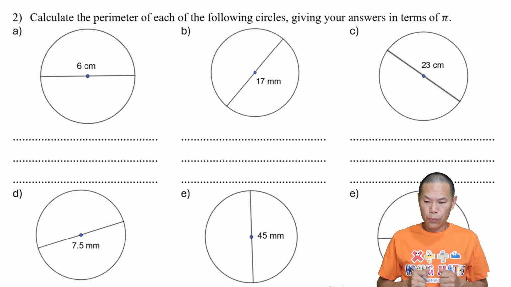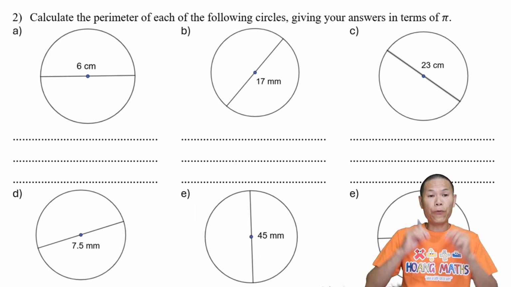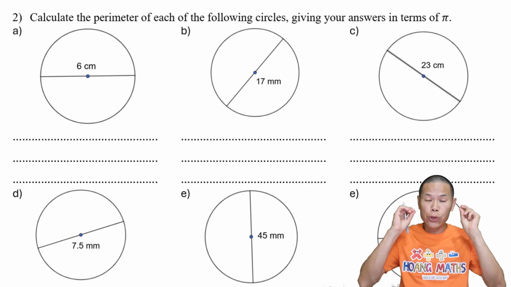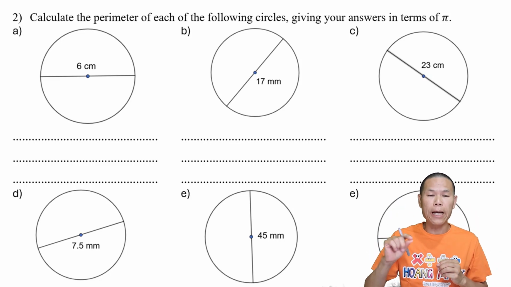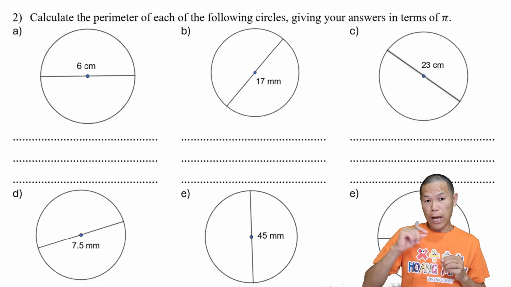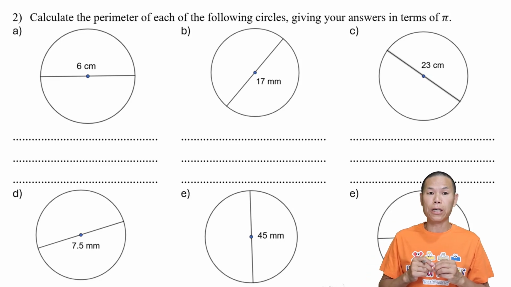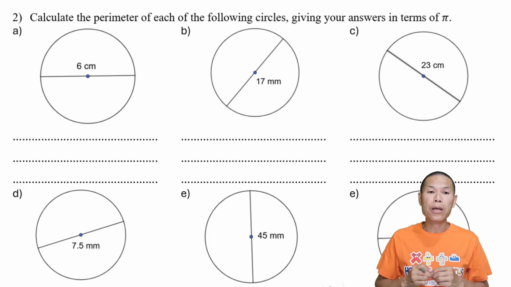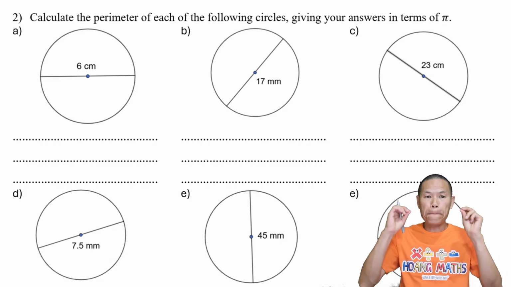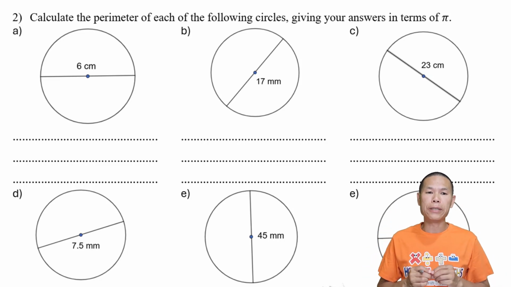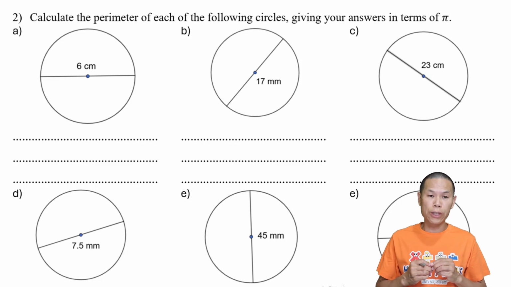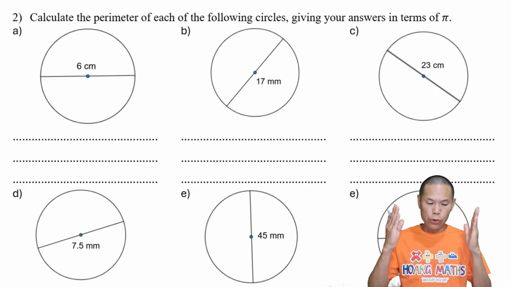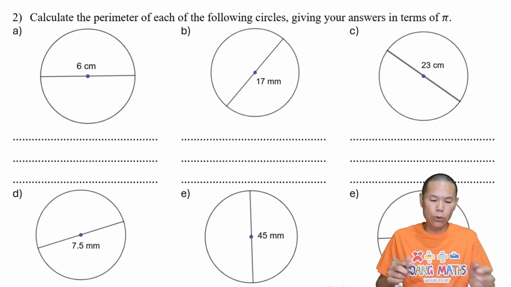Question number 2. So we know that the circumference of a circle is 2 pi r. But in this case, they give us the diameter, because from one end to another end and passing through the center of the circle, that is a diameter. So we can actually use pi d, pi times diameter if you wish, or you can use 2 pi r. But we just use pi d, quicker, that's all.